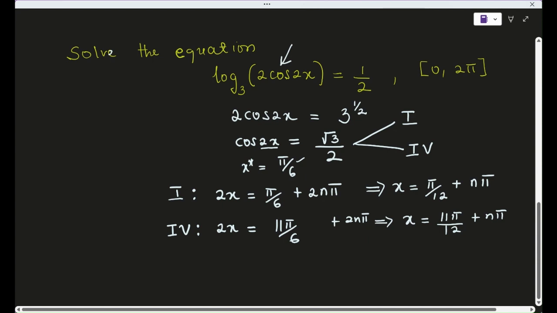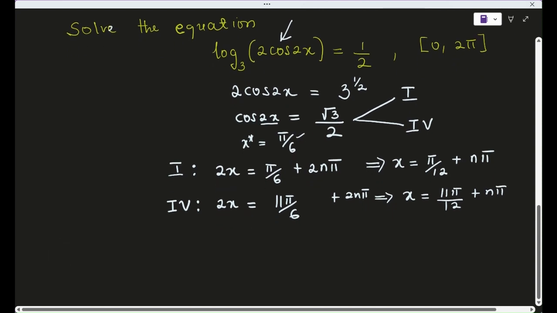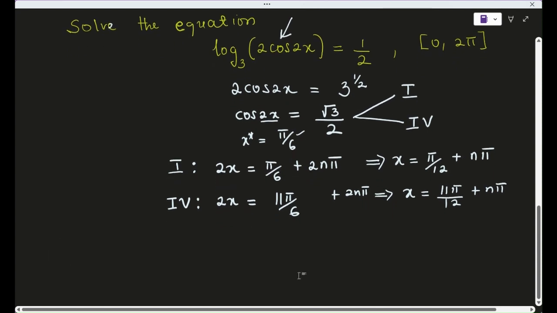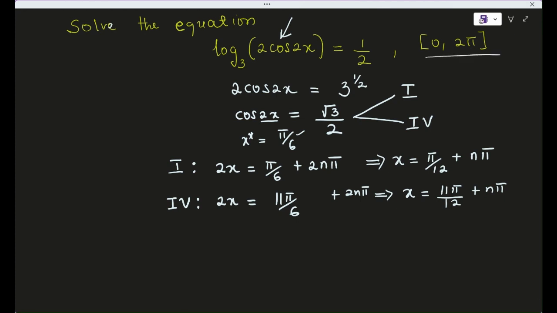Now let's get our x, which has to be between 0 and 2 pi. So let's see. Now if you take n to be 0, what do you get? From here, we're going to get pi over 12. From the second part here, we're going to get 11 pi by 12, right?